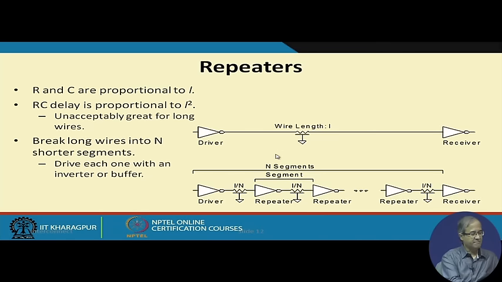Repeaters I have already discussed, so I am not elaborating on this anymore. We have seen that the delay of a wire is proportional to the length. So, R is proportional to length, C is also proportional to length. So, RC delay becomes proportional to L square. So, what we do? We break up a long length L into n segments, L by n, L by n, L by n. This we have already seen.